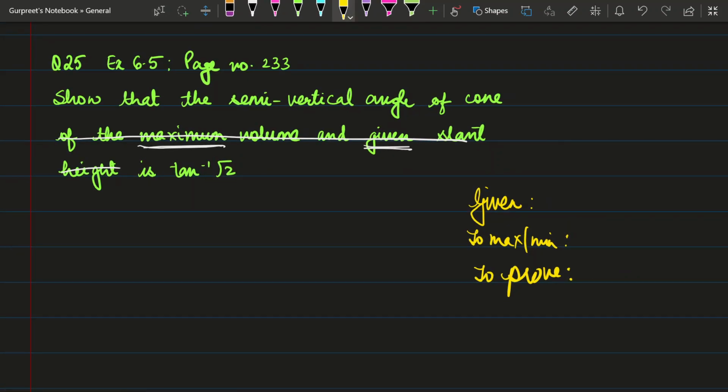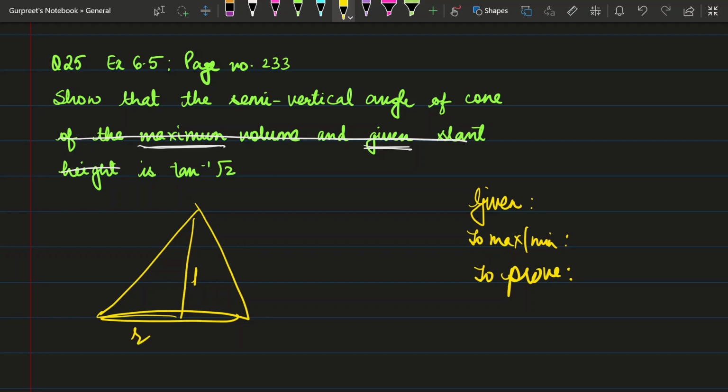We have to show that the semi-vertical angle of cone, let this be the cone, and in every question you will write the statements in the beginning. Let R be the radius, let H be the height, let L be the slant height, and alpha the semi-vertical angle. Slant height L is given. So what is given in the question? The slant height, which you usually take as L.